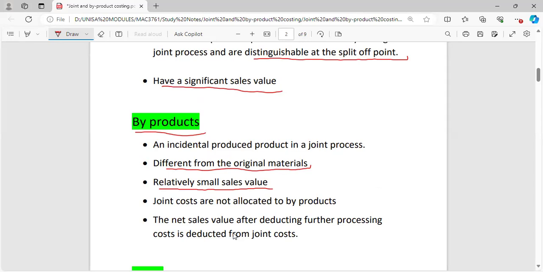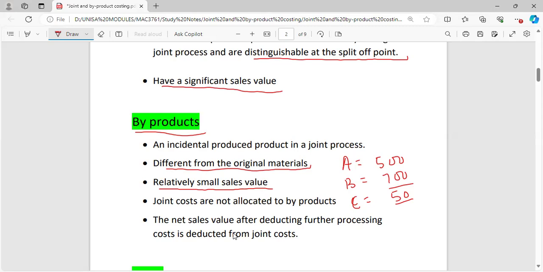So in your questions, let's say product A, sales value is 500. Product B, sales value is 700. Product C is 50 Rand. Then automatically you can tell product C is a byproduct. It has a small sales value. So in that case, if the question does not specify that product C is a byproduct, then you should look at the sales value. The sales value will tell you that this is a byproduct.